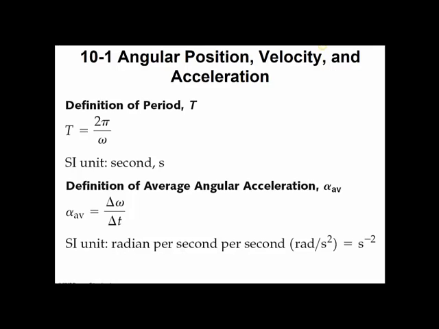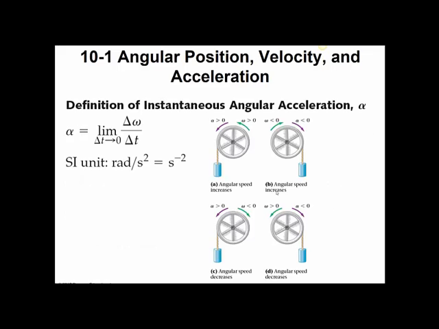And of course, just like in linear motion, acceleration is the rate that you're changing your velocity. Angular acceleration is the rate that you're changing your angular velocity or angular speed. And it's going to be measured in radians per second squared. And the symbol for it will be alpha.